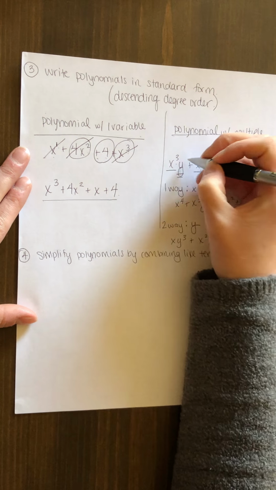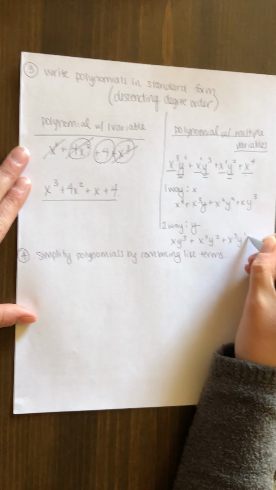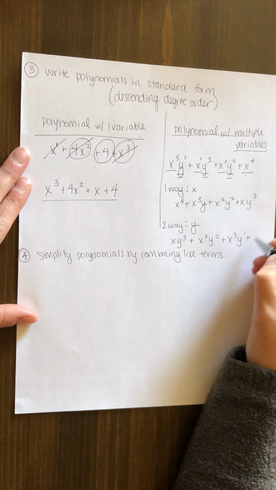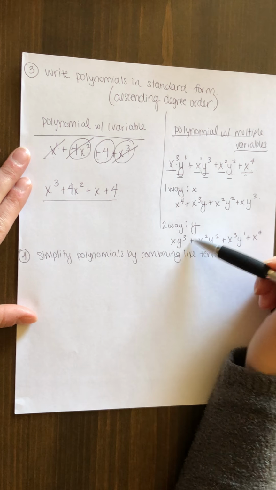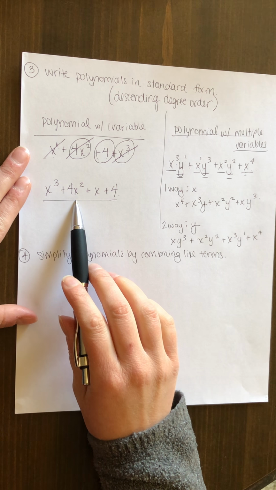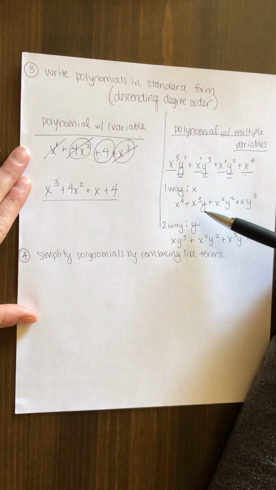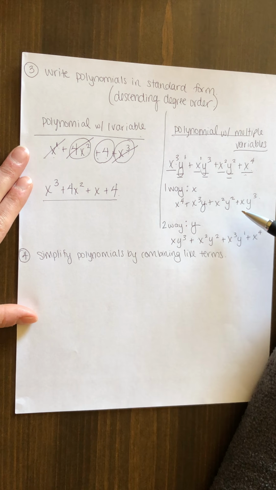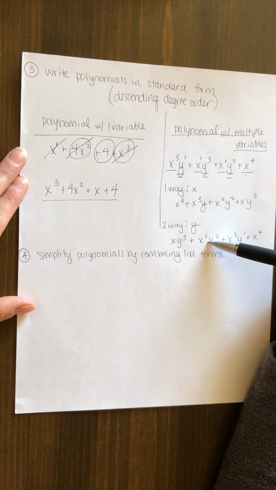The next highest would technically be y to the 1st. And then last, I would put this one because it has no y's. So either one of these would be correct. Like this one with one variable, there's only one correct answer. But if you have multiple variables, you can base your standard form on either variable. So there are like 2 correct answers here.